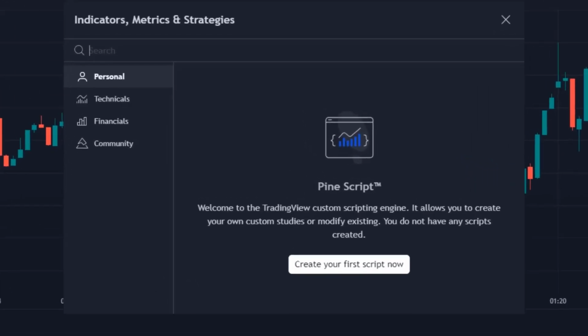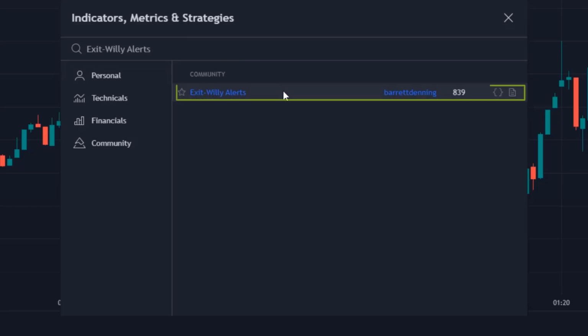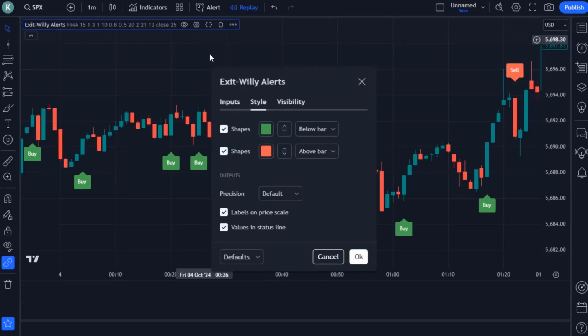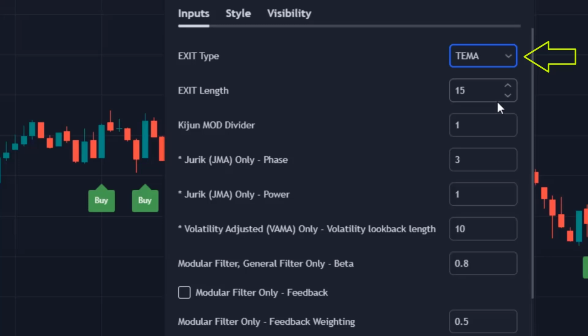First of all, we will search the exit Willy alerts in the search box of TradingView. After that we have to click on the exit Willy alerts option, in which we have to change some settings. We have to change this exit type option from HMA to TEMA. We have to change this exit length option from 15 to 28. After that we have to apply another indicator on the chart.